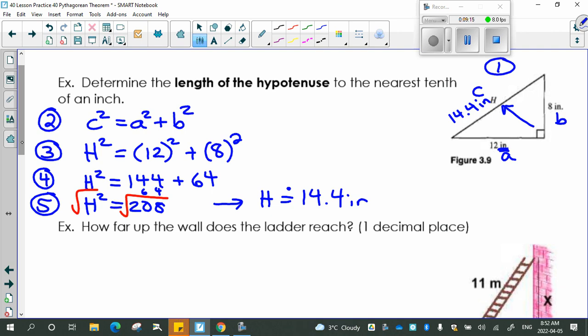Now, remember the hypotenuse always has to be the longest side. So what I do is if I'm finding the hypotenuse, I make sure it's longer than the other ones. Okay? If it's not, then I've messed up my calculation. Or if I'm solving for a leg, I make sure it's shorter than the hypotenuse. Okay? All right.